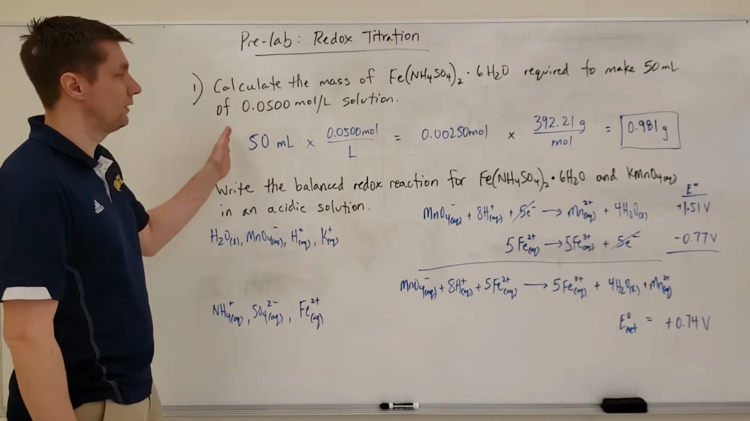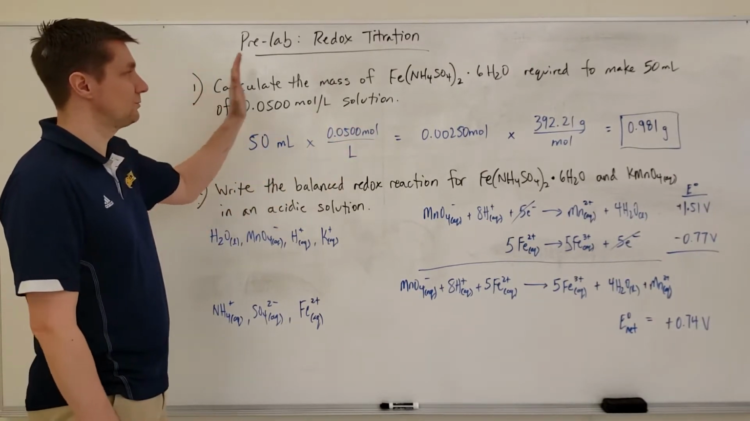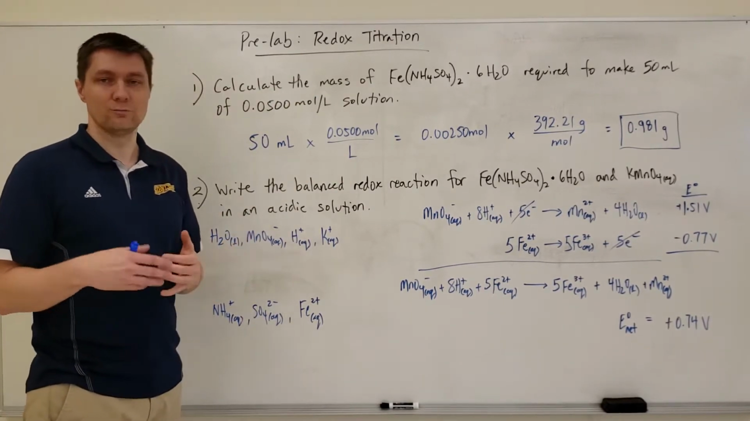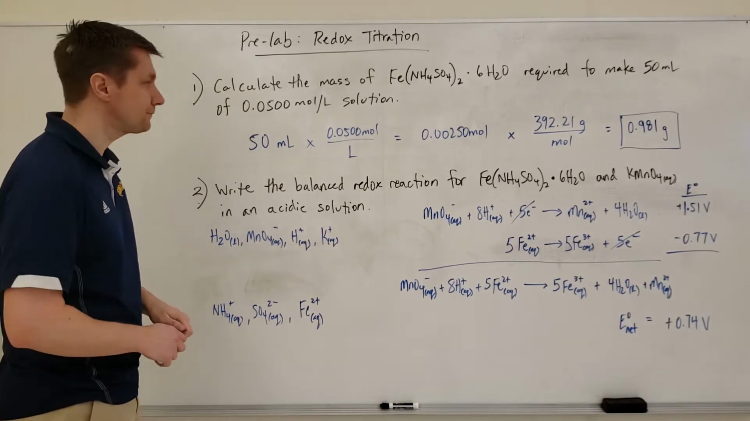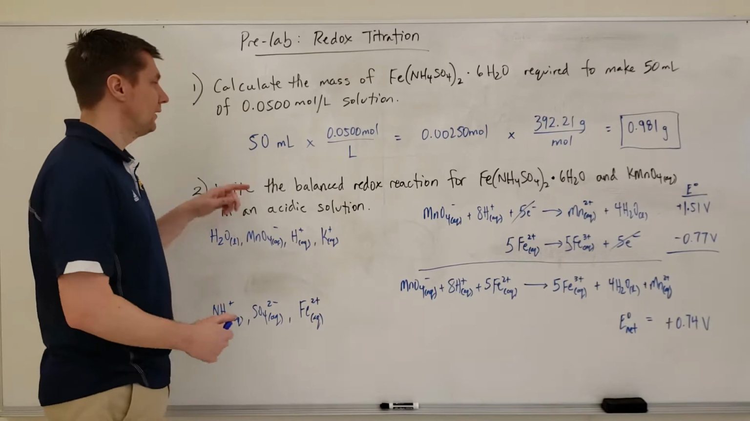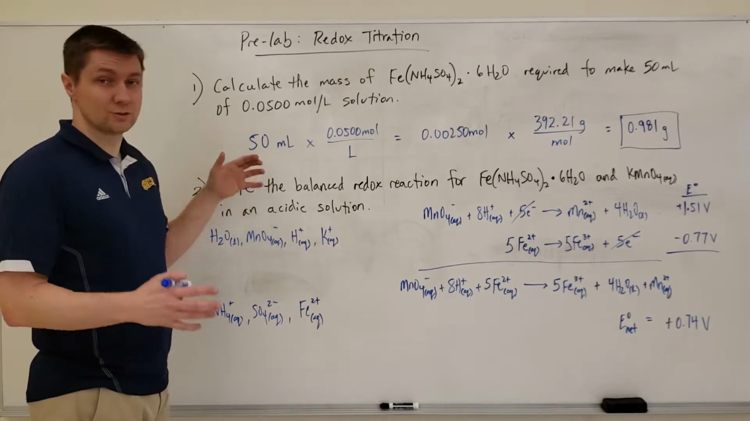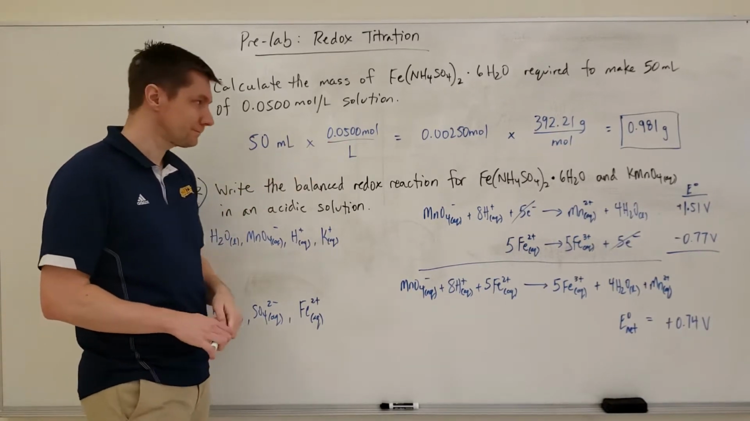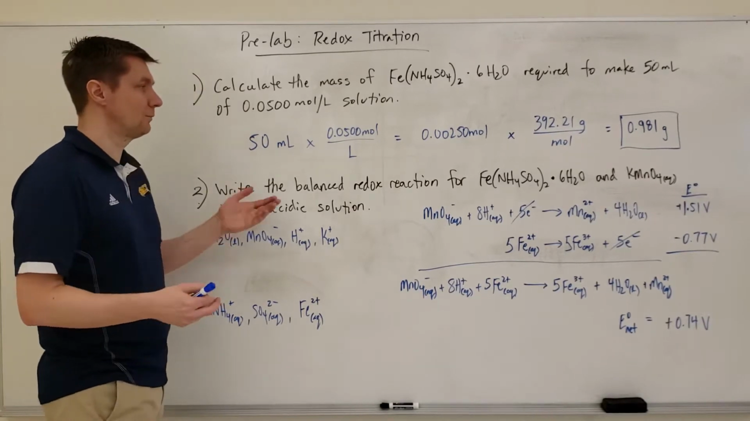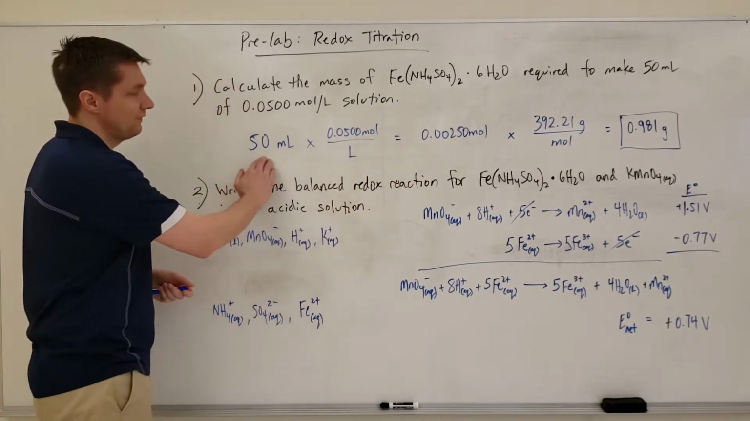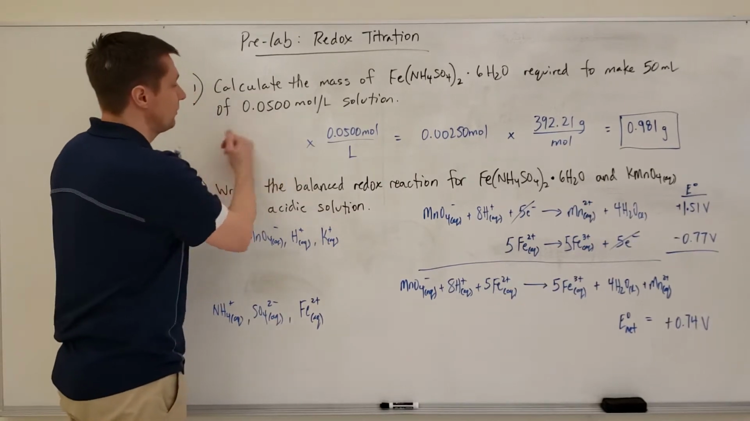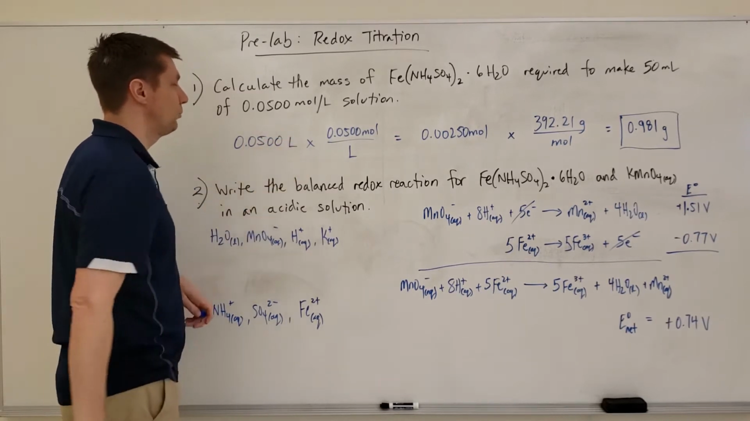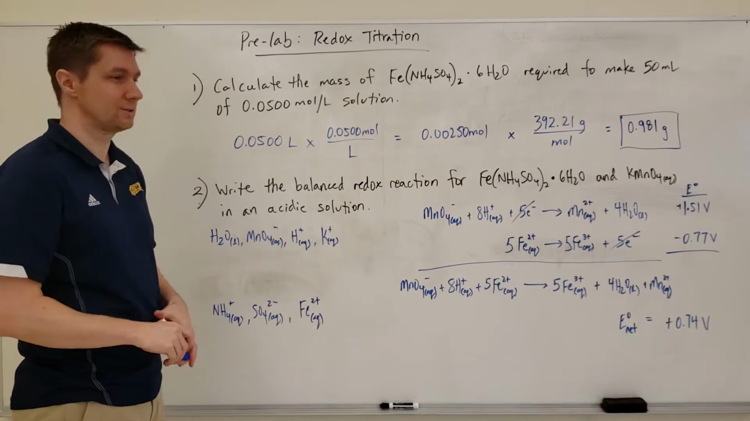The first thing I wanted to point out is this question where you're calculating how much mass of the iron 2 ammonium sulfate hexahydrate you need in order to make the solution that the procedure talks about so that you can titrate that sample. Now, it says that you need a solution that's 50 milliliters in volume with a concentration of 0.0500 moles per liter. And in order to calculate how many moles I have here, I want to change this 50 milliliters into liters. So I'm going to erase that and put how many liters 50 milliliters is on the board.